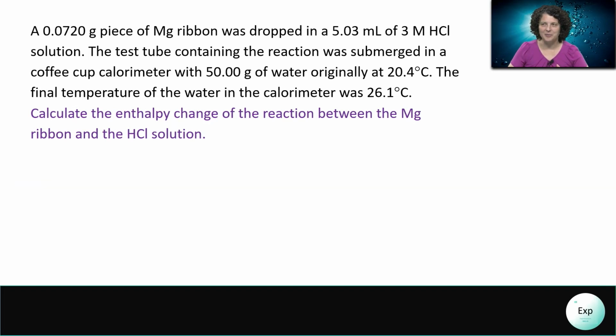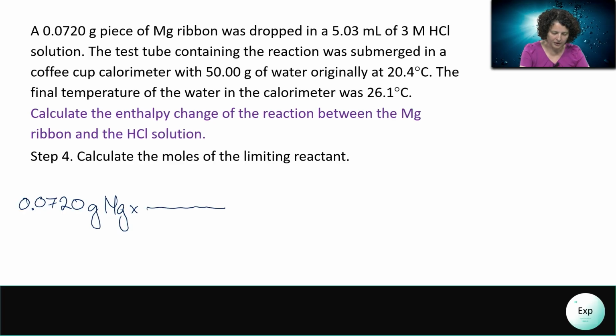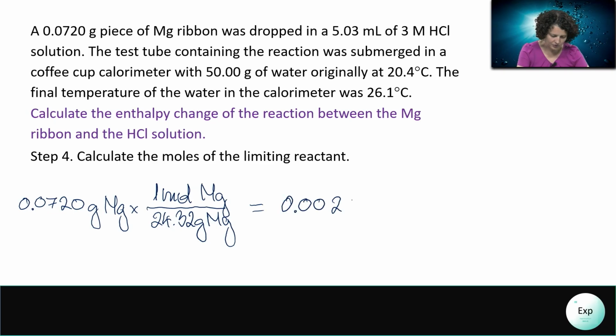This knowledge is really important because in our next step, we need to find the moles of our limiting reactant. So we start with 0.0720 grams of magnesium, and we convert it to moles. On the bottom, we'll add 24.32 grams of magnesium, and on the top, we'll say 1 mole of magnesium. This is equal to 0.00296 moles of magnesium.